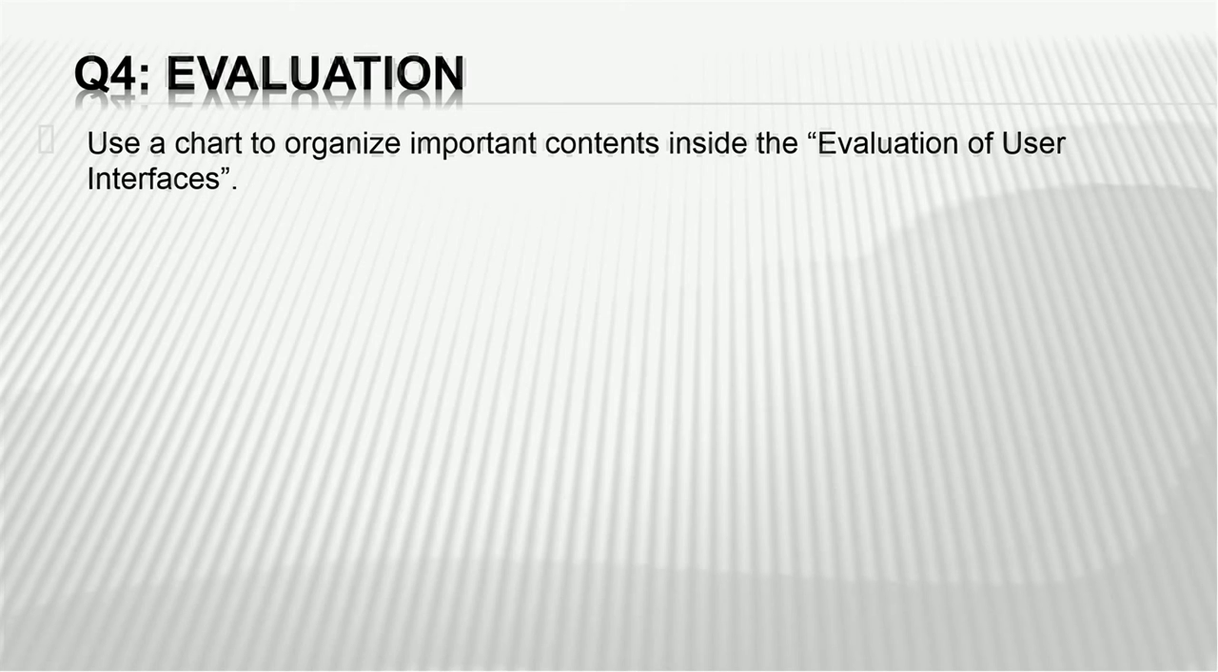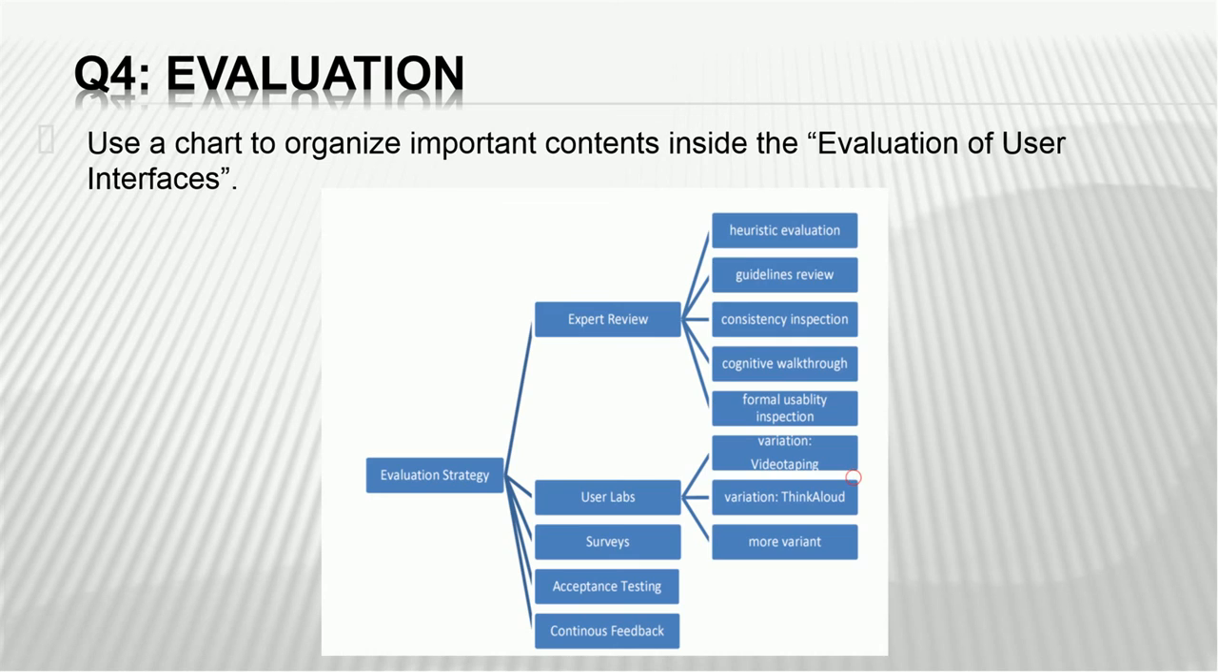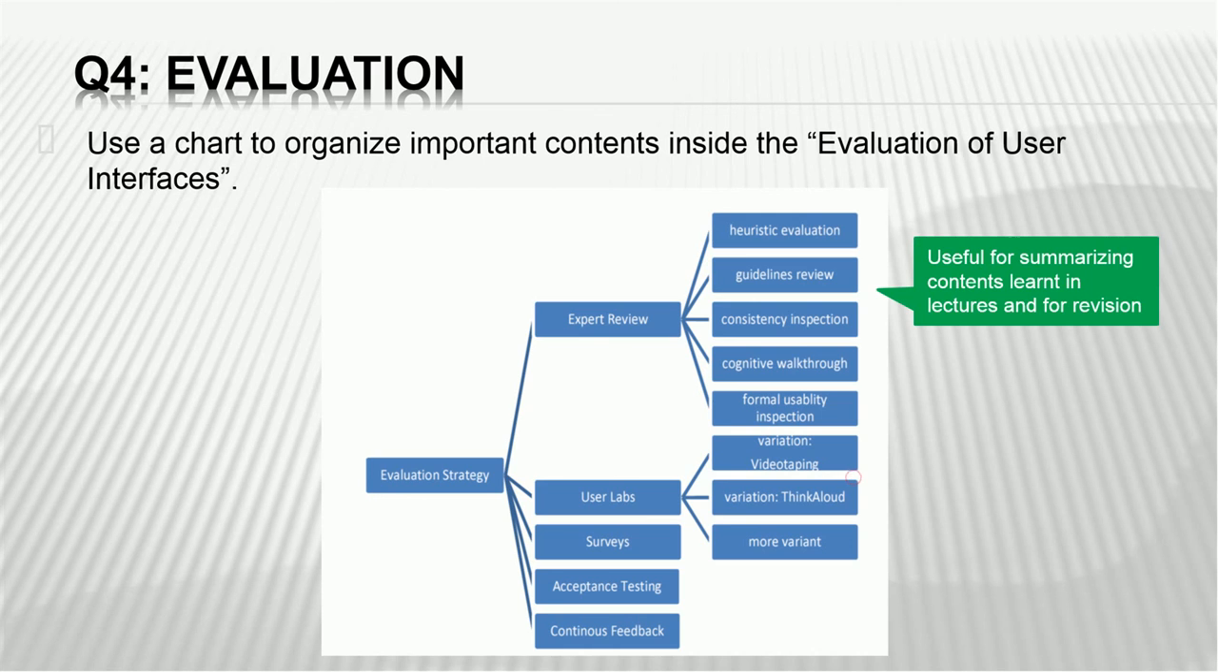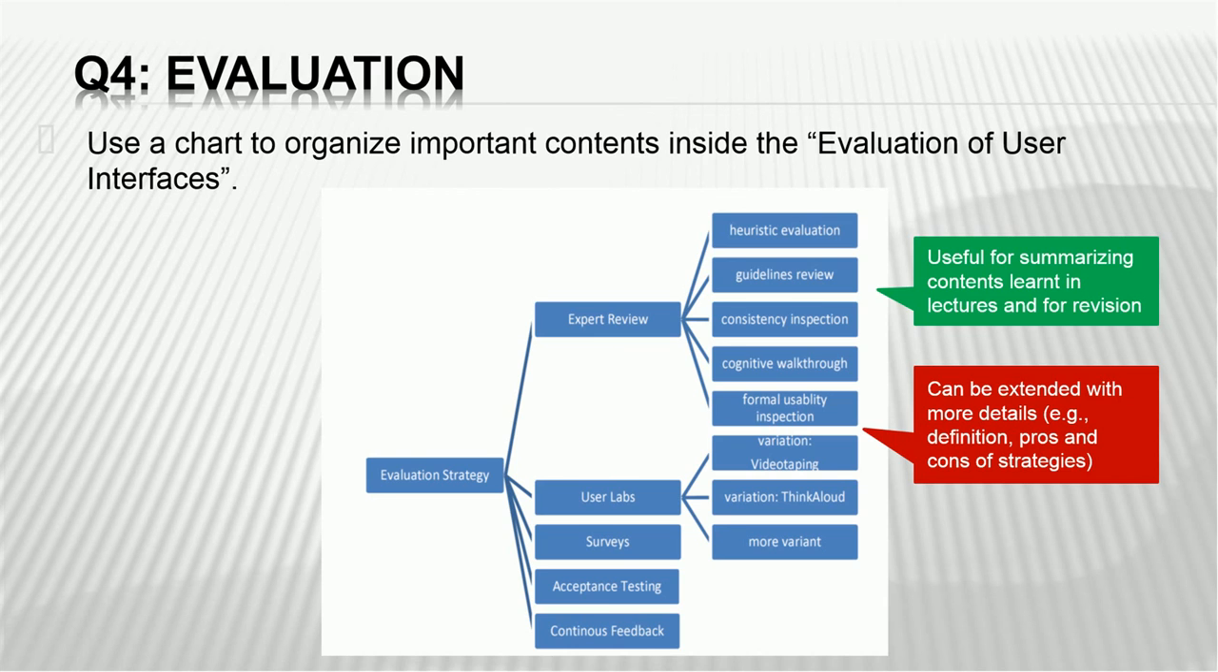Now, use a chart to organize important contents inside the evaluation of user interfaces. How does your chart look like? In this slide, you see an example of how the contents can be organized in a tree diagram. The root node is the evaluation strategy, and the next level of the tree shows the 5 different evaluation strategies we covered earlier. For each of these strategies, such as expert review, you can list down additional points related to them. Such organizational charts are a useful way for summarizing contents learned in lectures and for revision. You can grow the chart here to include more details such as definition, pros and cons of the various strategies.